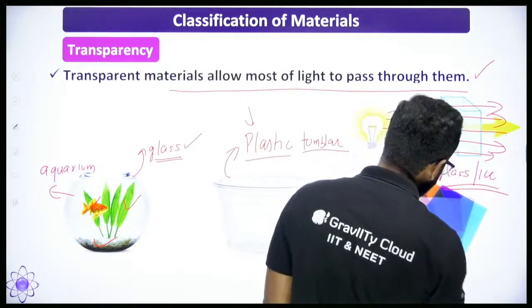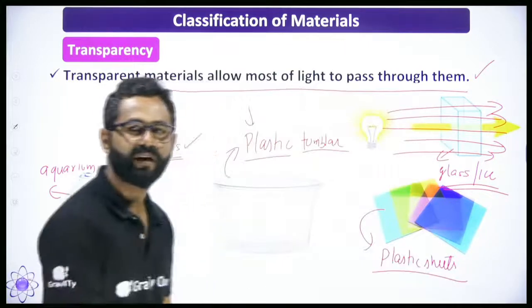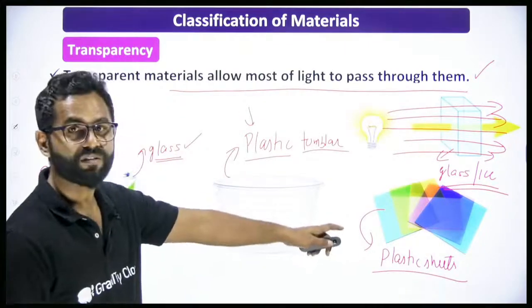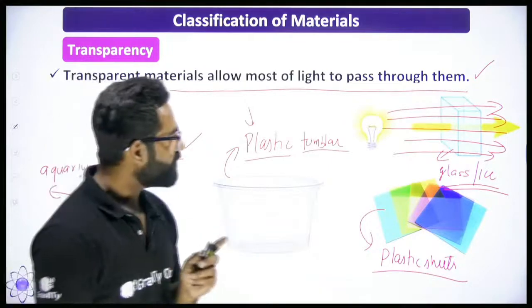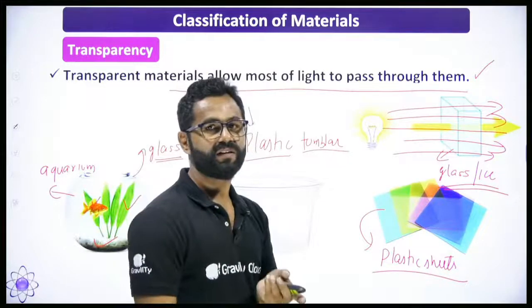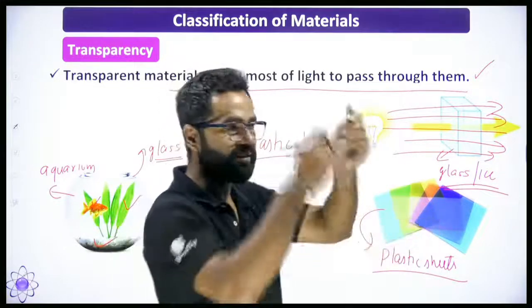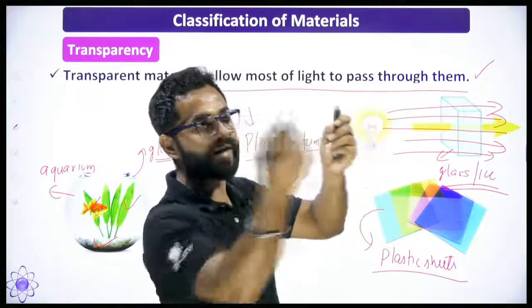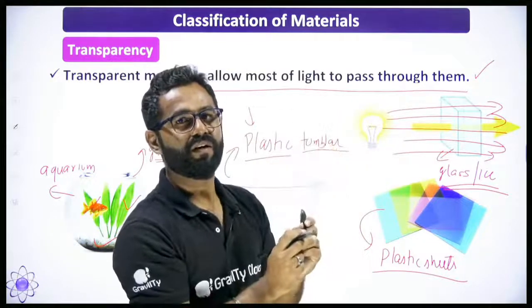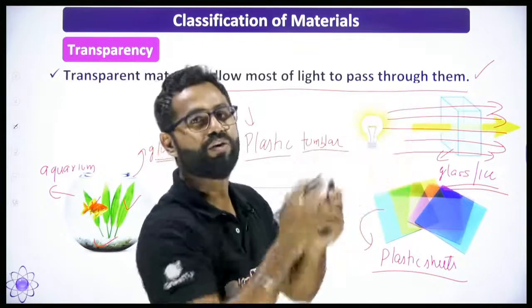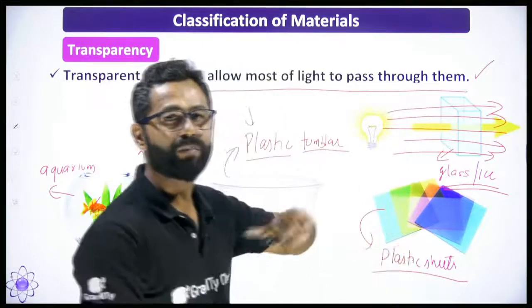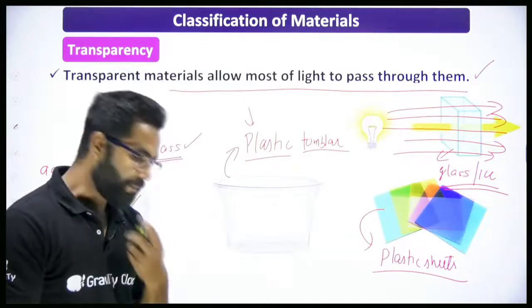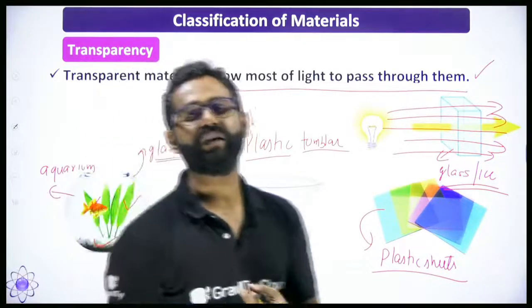If you look here, these are the colorful plastic sheets, right? And each sheet is transparent in nature. That means you can look through that sheet. If I take this sheet and place it here like this, I can look at the back of the sheet. Whatever is there at the back of the sheet, I can look from the front. That means these sheets are also transparent in nature.